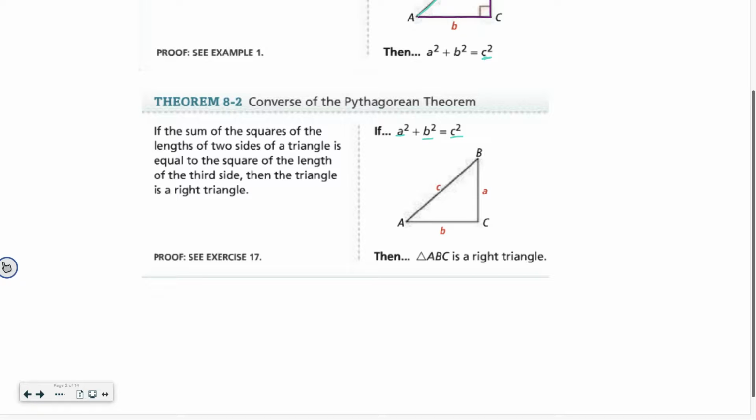The important thing for this converse is what this is called. When you're trying to prove it's a right triangle, it's the converse, it's the opposite. C squared has to be whatever the biggest number is that you were given. Okay? Again, A and B can be switched around. The order doesn't matter. But your largest number needs to be put in the position where the C is, okay?